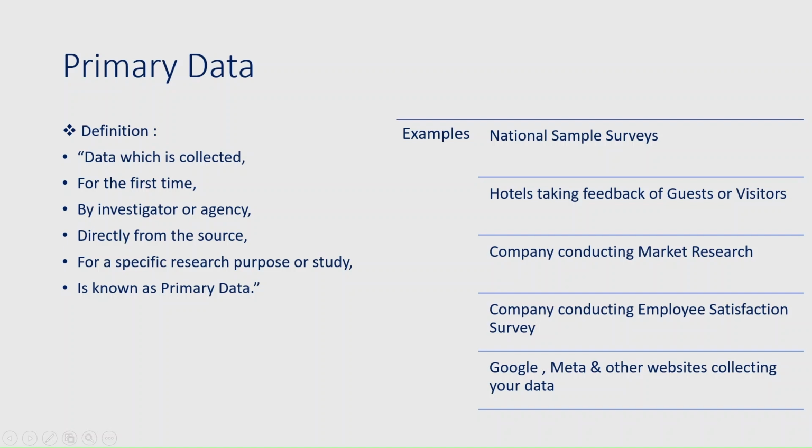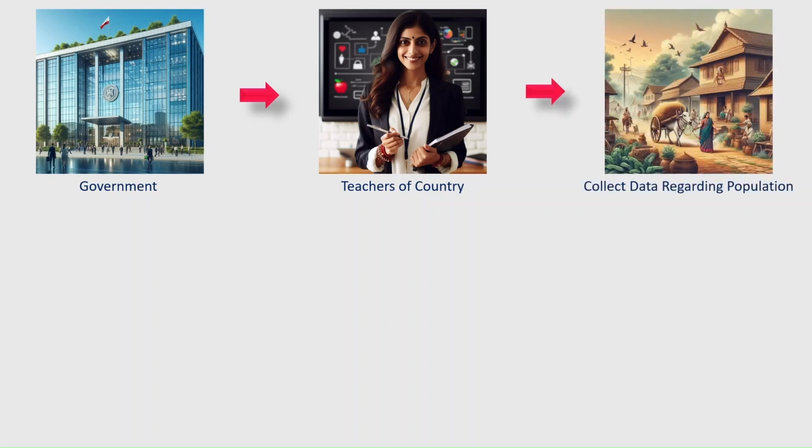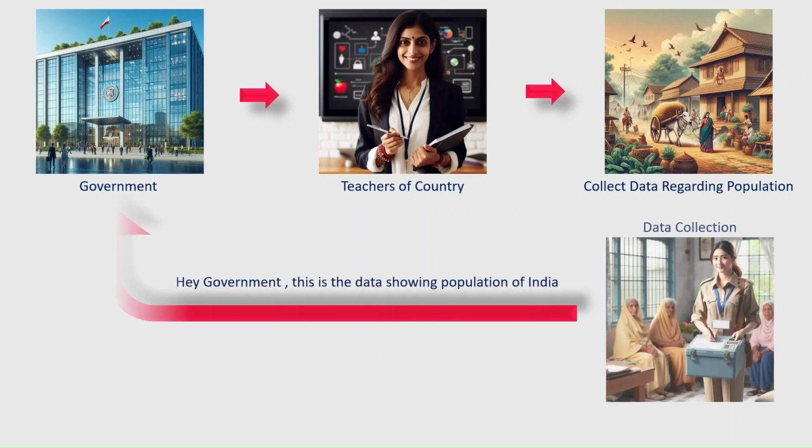Now let's understand the primary data with the help of an example. The government wants to gather the data regarding the population of the country. The government asks teachers to collect the data. The teachers agreed to collect the data by reaching the houses of their area. All the teachers of the country gathered the data.